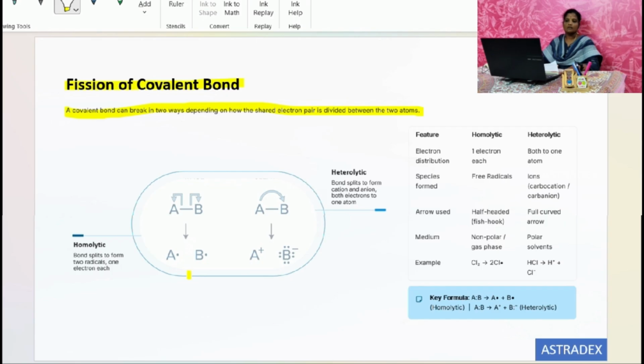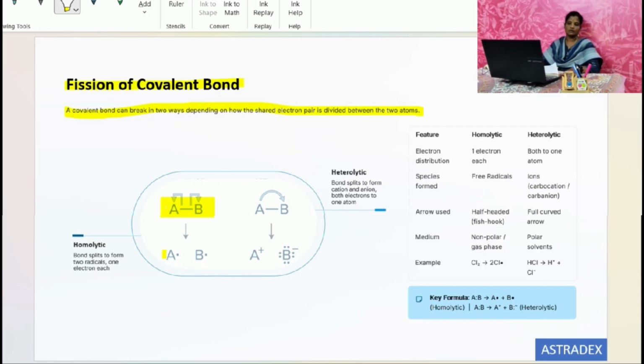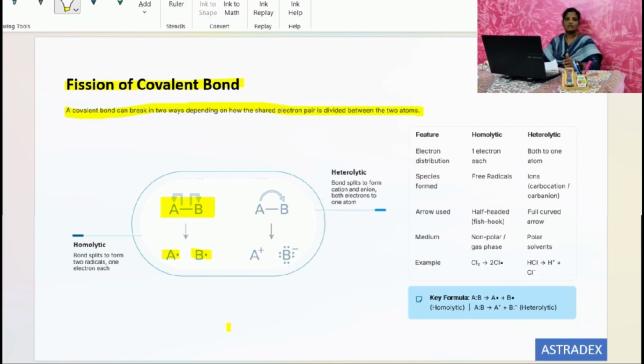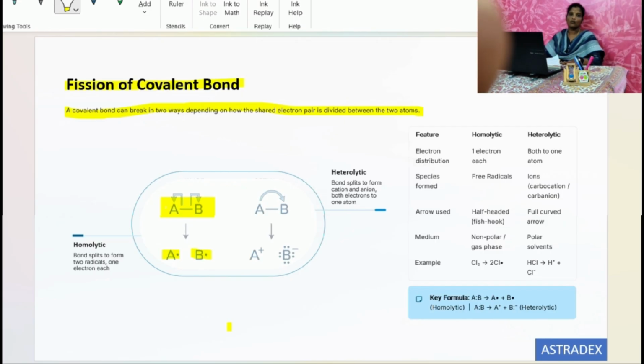Coming to homolytic fission, a neat diagrammatic representation is given. Let me take a compound AB. The bond between A and B is a covalent bond. If this undergoes homolytic fission, the two electrons are equally shared by the two atoms. A will take one electron and B will take the other electron. Each atom takes its own electron.